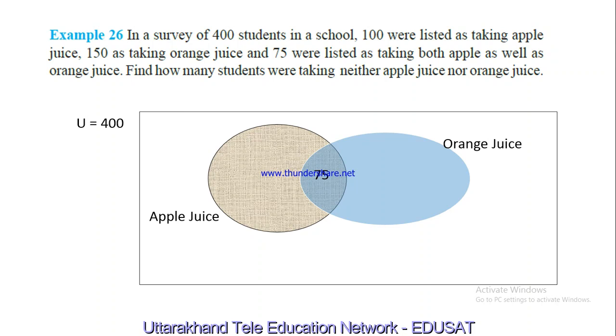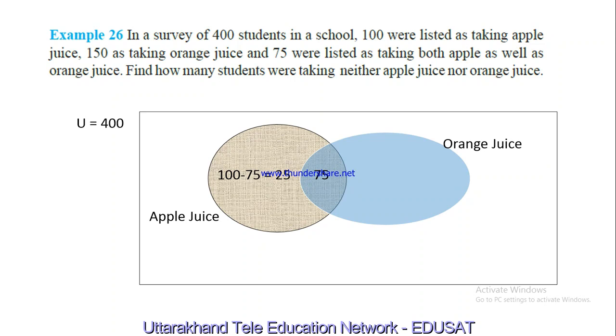What was the next step? You know the full circle, which is basically denoting the apple juice, the grayish color on the left, the overlap in the middle. So the full circle should have the value of 100, because it has been mentioned in the question that 100 were listed as taking apple juice. Out of this, the overlap portion is already covered, 75, which means the remaining or the pure grey area would be equal to 100 minus 75 is equal to 25.